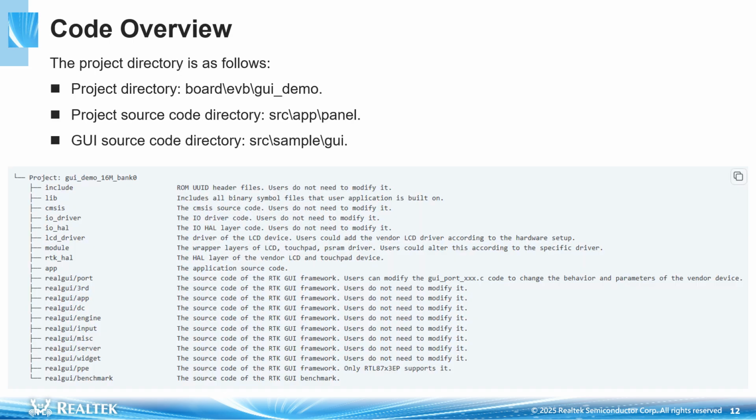The GUI demo project is located in the board EVB GUI demo directory. The application source code is located in the SRC App Panel directory, and the GUI source code is located in the SRC Sample GUI directory. The structure of the GUI demo project is shown in the figure.